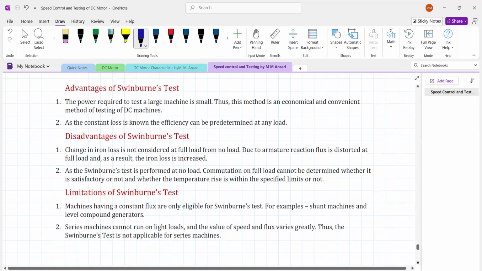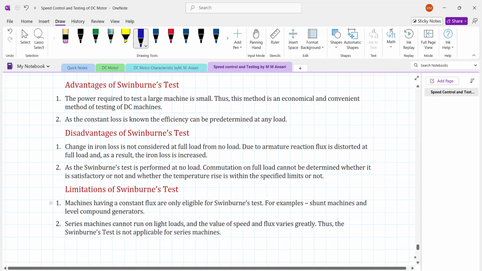There are some limitations. Machines having a constant flux are only eligible for the Swinburne test. If the flux is not constant, we cannot account for the constant losses, because the constant losses comprise shunt field copper loss and iron losses, which mostly depend upon the flux. The speed is also constant for a constant flux machine. Therefore, it is possible to estimate the constant windage and frictional loss.